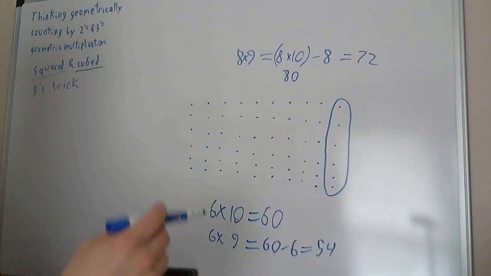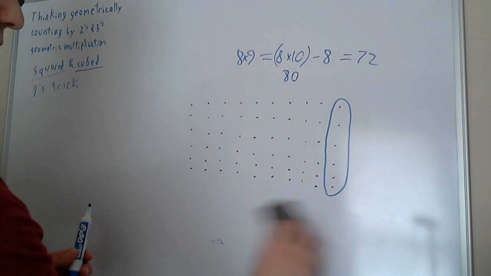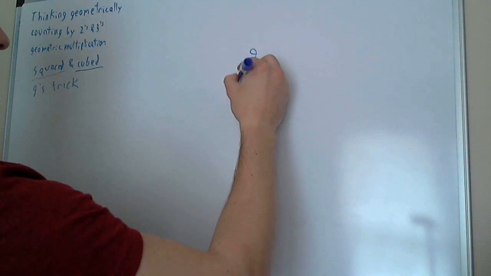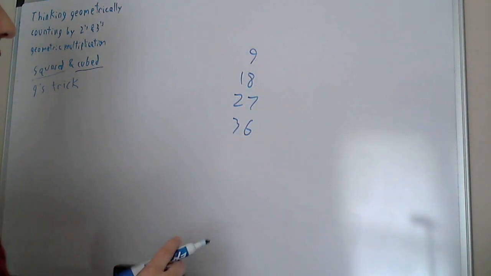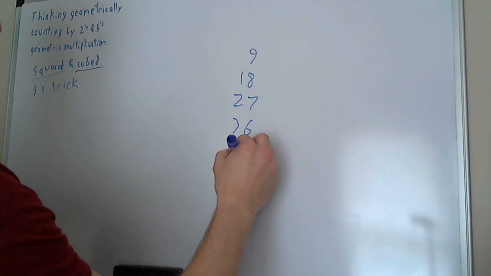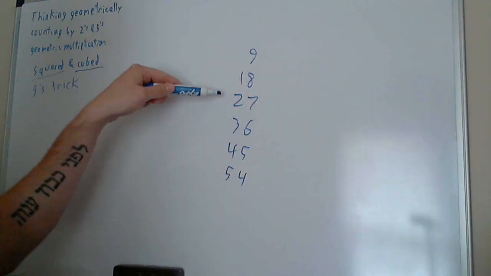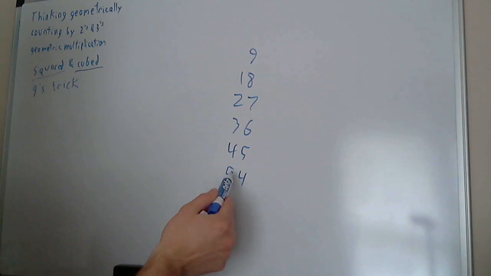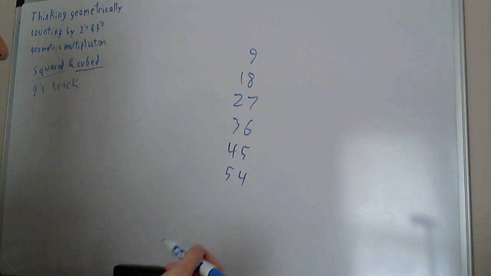The trick to come up with multiplication by 9 easily, I'm just going to erase this real quick so I've got room, is the fact that you have 9, 18, 27, 36, 45, 54. If you notice a pattern here, each of these adds up to 9, and you're actually moving one up in the tens place every time. So 5 plus 4 is 9, 4 plus 5 is 9, 3 plus 6 is 9, 2 plus 7 is 9, 1 plus 8 is 9. So these things always add up to 9.